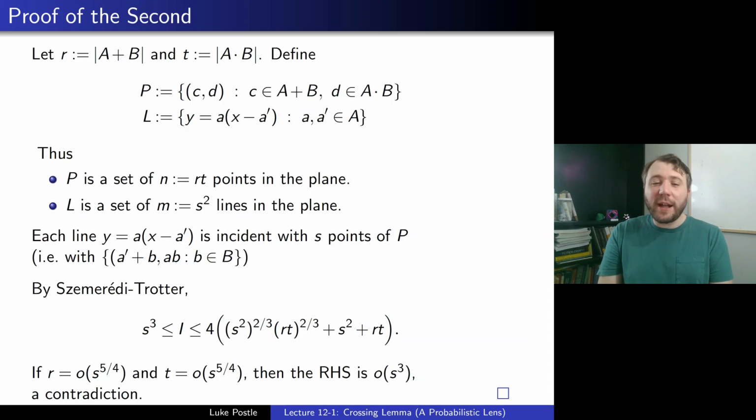If you work them out, what are we assuming here? If r was little o of s to the 5/4 and t was little o of s to the 5/4, that would be the assumption. We're happy if one of them is large, but if they're both small, then look at that: again, we get an s to the 4/3. If they're both at most s to the 5/4, then that will be little o of s cubed. And indeed, the two lower terms will be s squared and something that's little o of s to the 5/2. So once more, the right-hand side is little o of s cubed, which is a contradiction.